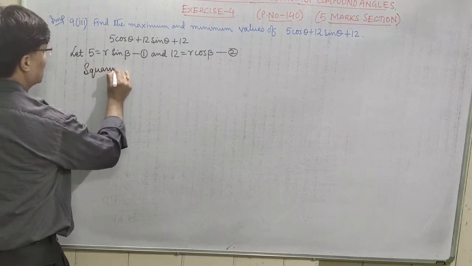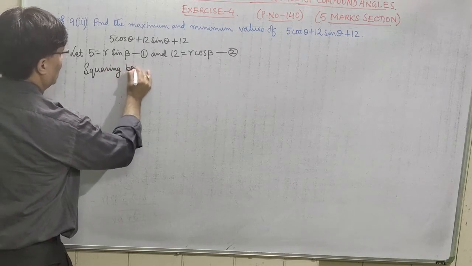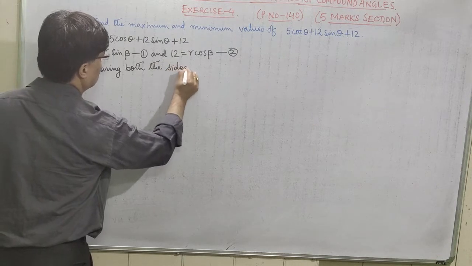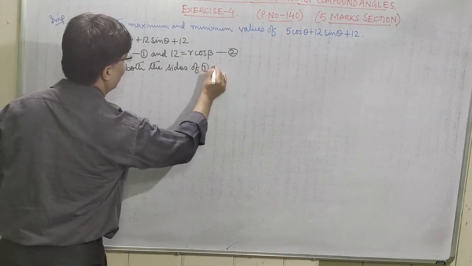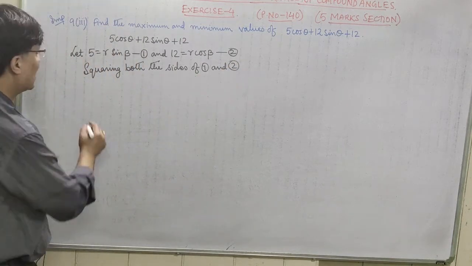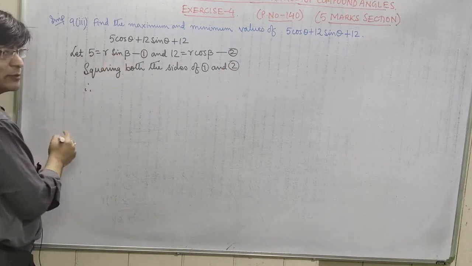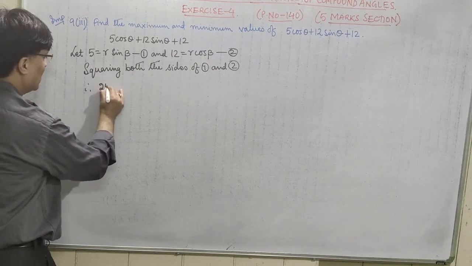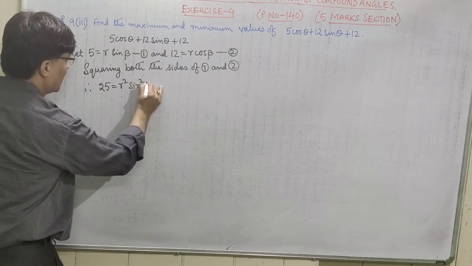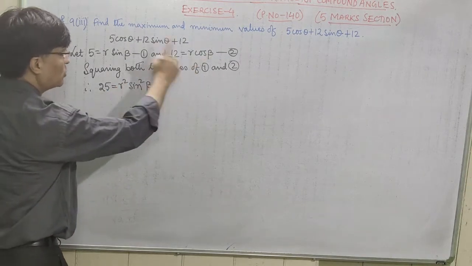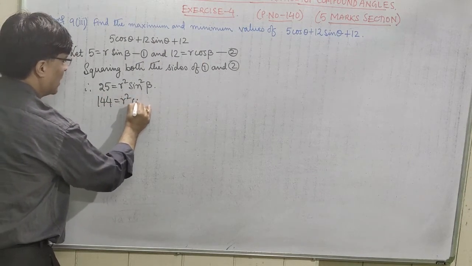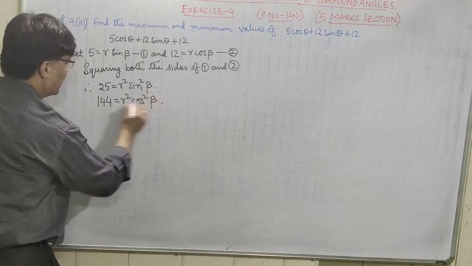Squaring both the sides of 1 and 2. What do we get now? Square both the sides of number 1. What is 5 square? 25 is equal to r square sine square beta. Next, number 2, square both the sides. 12 whole square is 144 is equal to r square cos square beta.